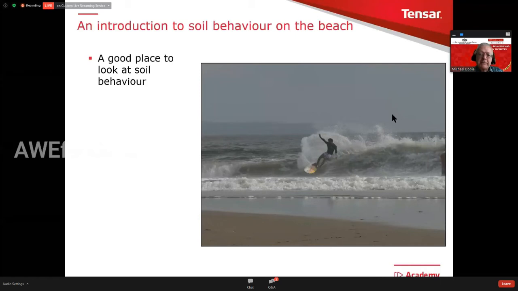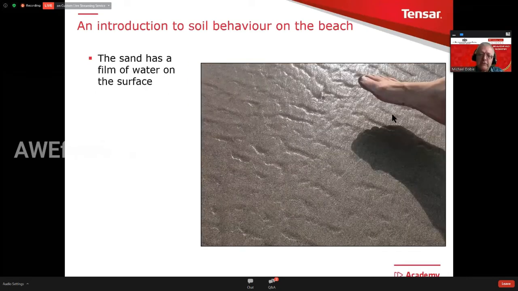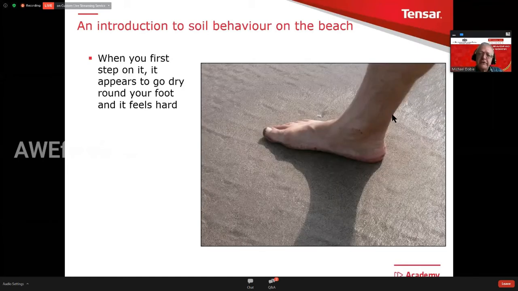Anyhow, if we want to understand soil behaviour, a really good place to start is on the beach, actually it's in Bali. I'm interested in the area of sand there where it's a little bit wet on the surface. You go walking or jogging down there, and I don't think you ever notice something about it. So let's have a look at this. There is this sand with a swim of water on the top. Down comes your foot. When you first do that, two things. First of all, the area around your foot goes dry. In other words, the swim of water disappears, and it feels hard. It's really interesting to try that out one day if you're walking down a beach in that particular location.